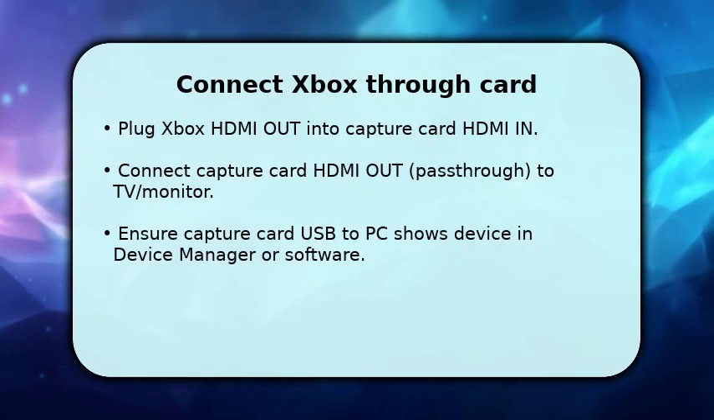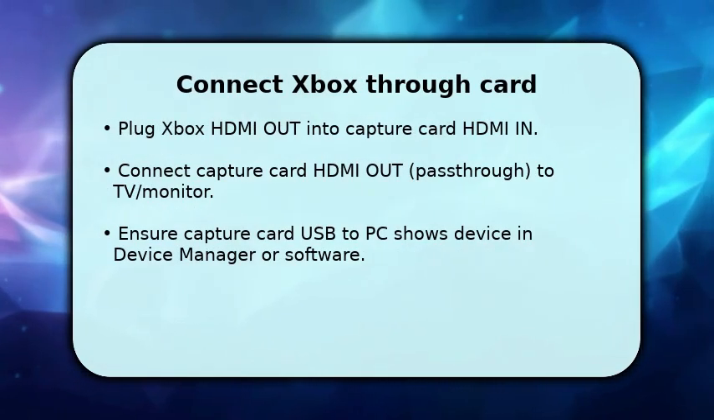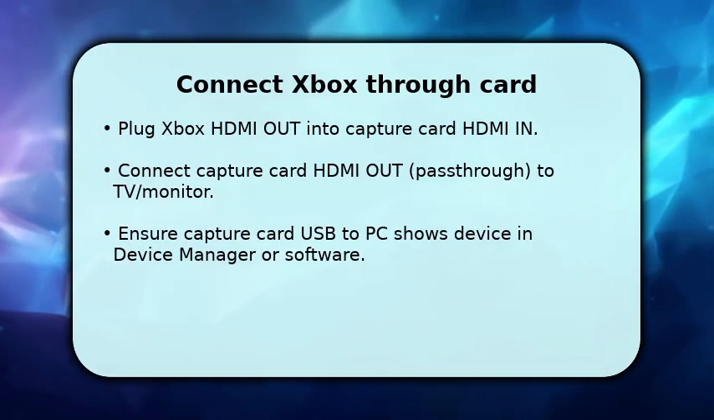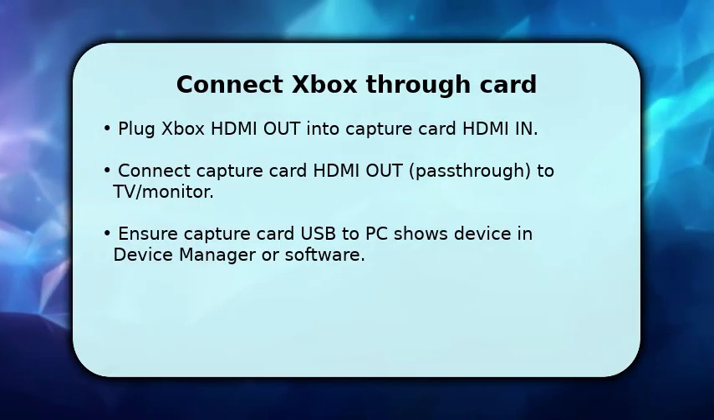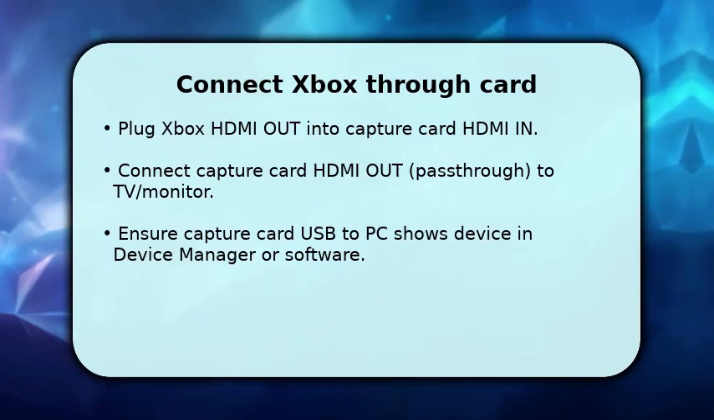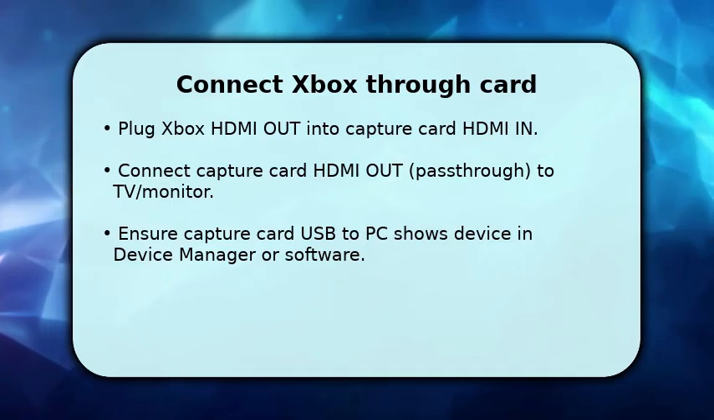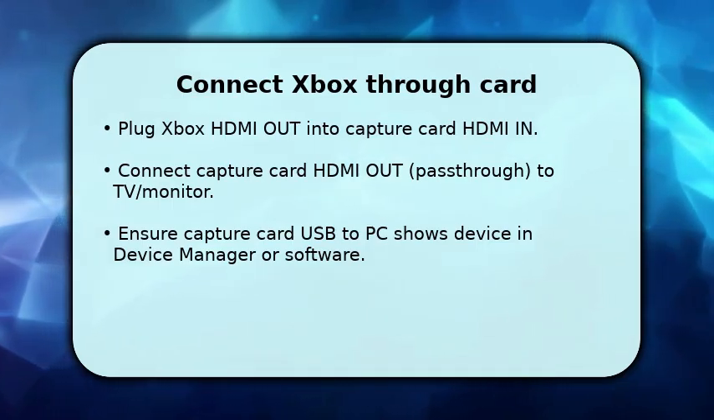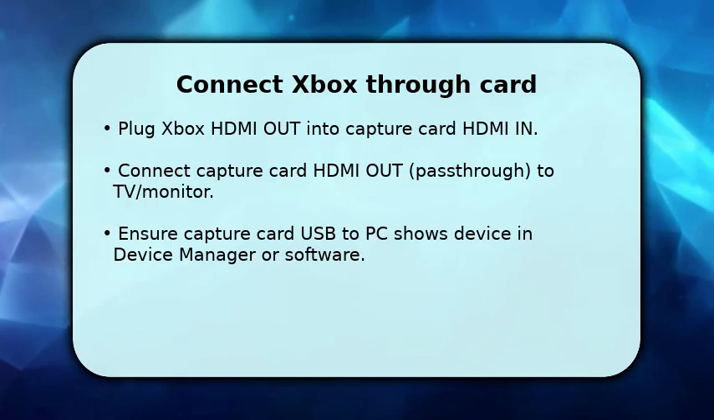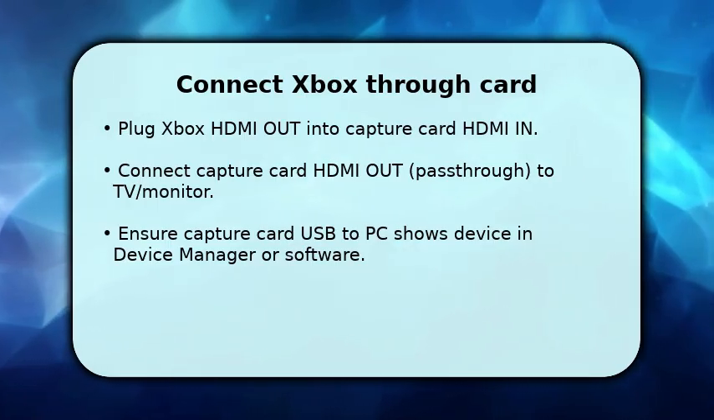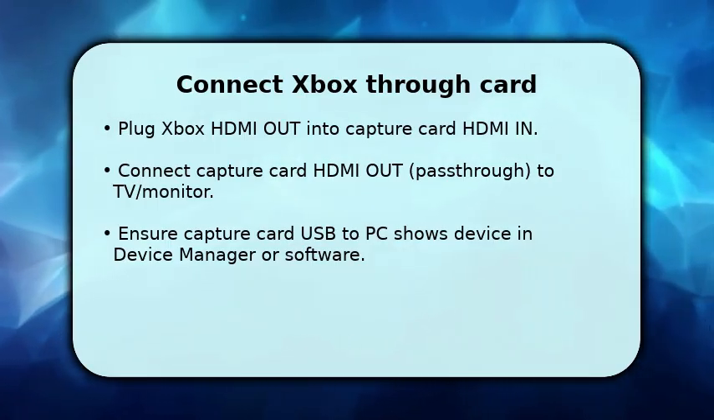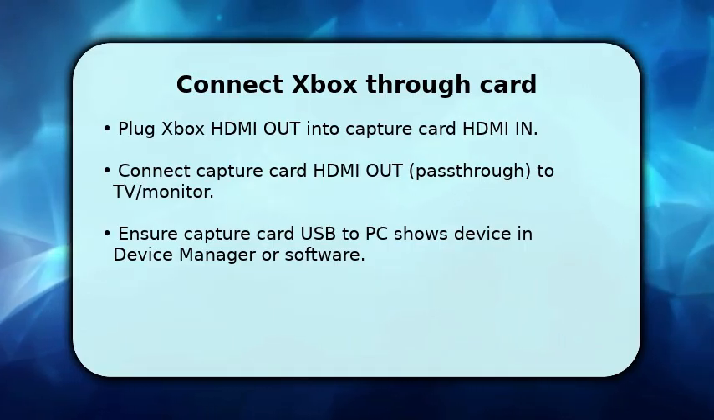Now route the video. Plug the Xbox HDMI OUT into the capture card HDMI in, then connect the capture card HDMI OUT to your TV or monitor for pass-through. Make sure the capture card's USB is securely attached to a USB 3.0 port on the PC. Once connected, open Device Manager or your Capture app to confirm the card is detected.